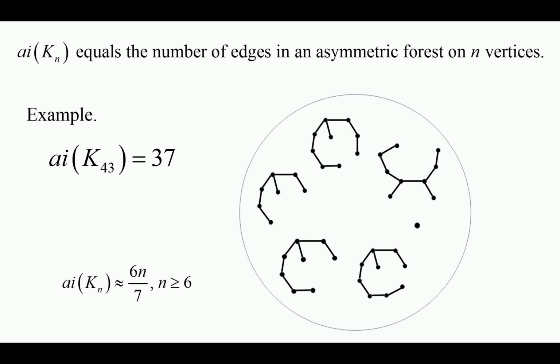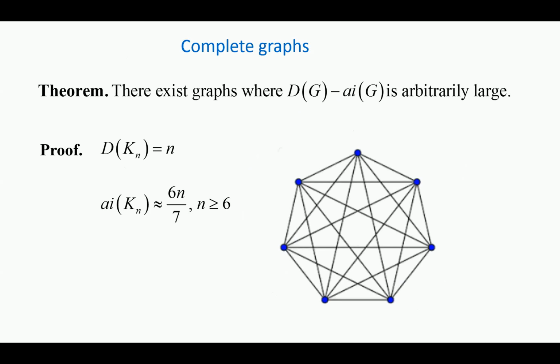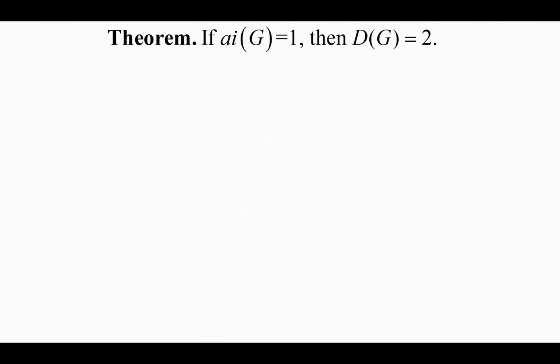Okay, it turns out that roughly the asymmetric index of Kn is about 6n over 7. As we were writing this up, we actually found a paper by Louis Quintas from over 50 years ago, where he looked at creating asymmetric graphs and asymmetric forests, and that would give the same result that I'm presenting here. So with complete graphs, we have a case where the distinguishing number minus the asymmetric index is arbitrarily large. Okay, so we started looking at graphs where the asymmetric index is 1 and the distinguishing number is 2.